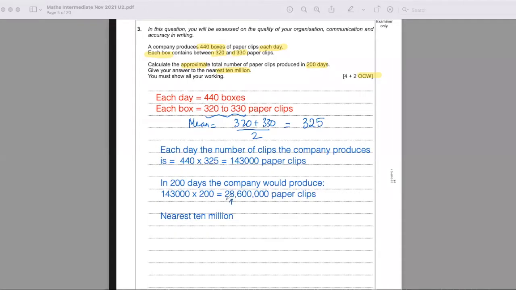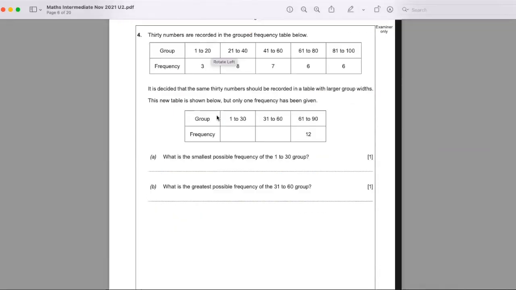That is your million, and that is your 10 million. So I'm going to draw my line between the 10 million and the million. 8 is more than 5, so you have to round the 2 up, so it will be 30 million paper clips. That's your final answer.